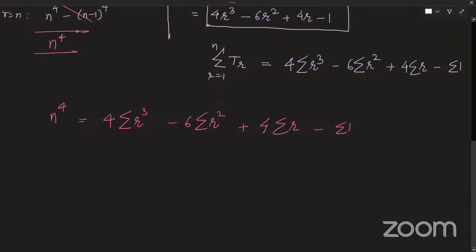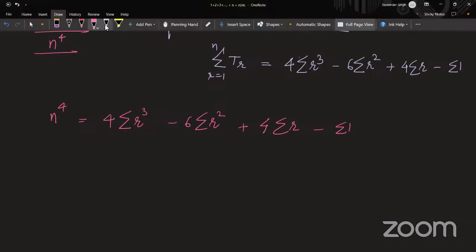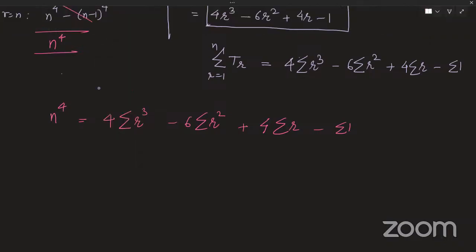Sir, which of these terms are those that we don't know, and which of these are the ones we know? Can anyone tell me? Which of these do we know and which of these we don't know? The last term, sigma 1, is n, sir. Correct. We know this. It is n. What about this one? This also we know.